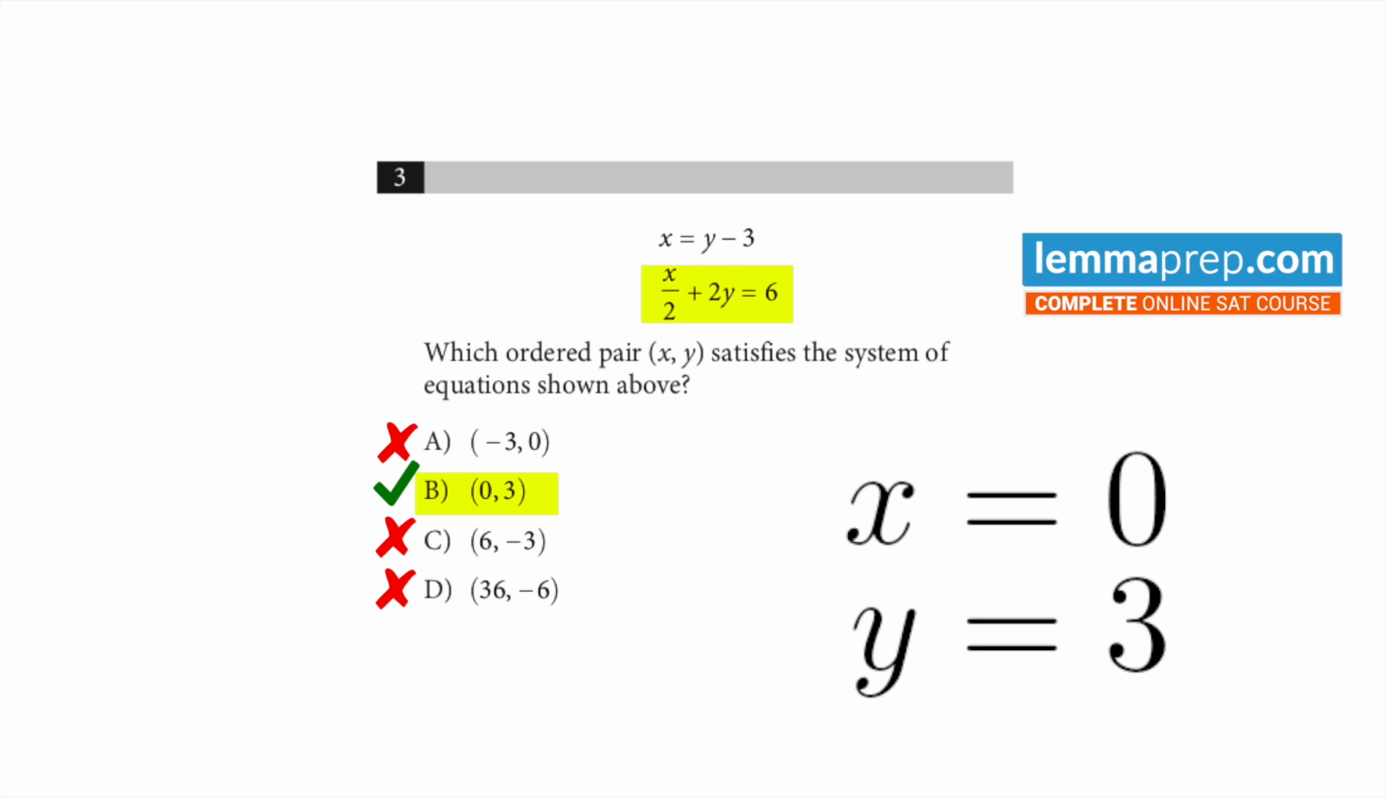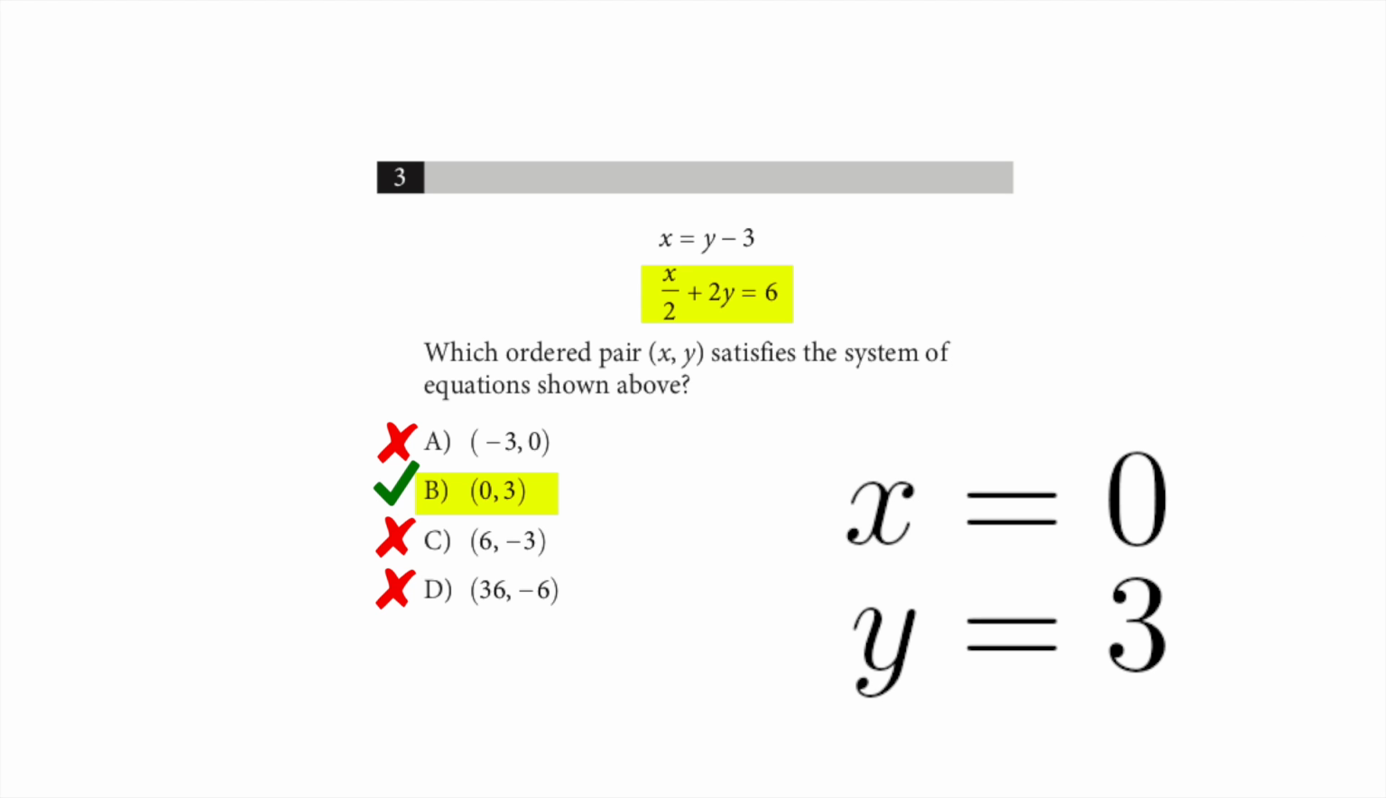I really spent way too much time talking about this problem. I hope I said some useful things, but the answer is B, and we're ready to move on to the next problem.